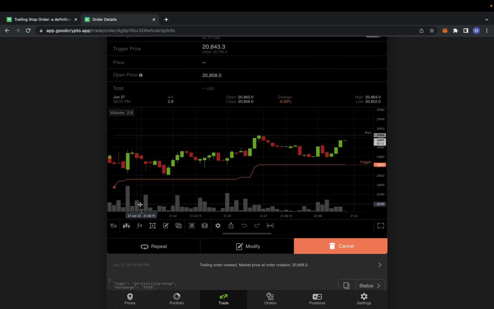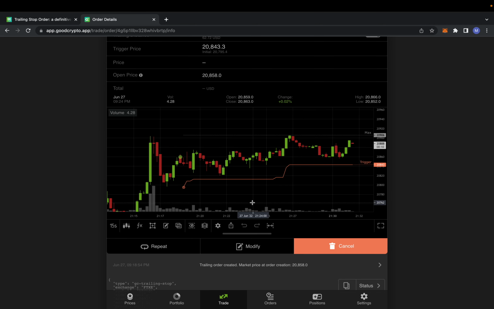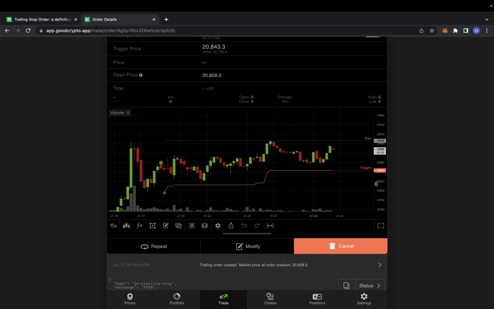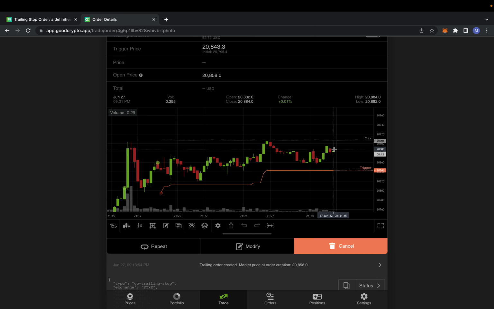So that's in a nutshell what trailing stop orders do. As you can see, this one is still going. There is still a chance that it will improve yet, as they continue to improve. The price seems to be going up as well.